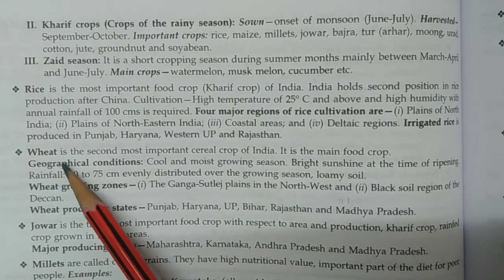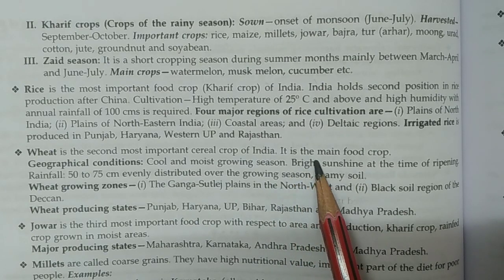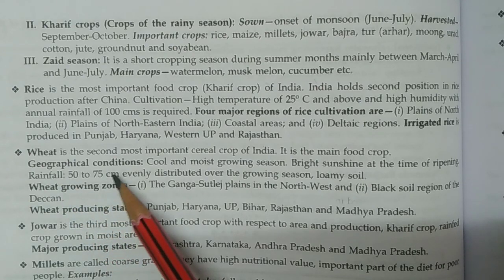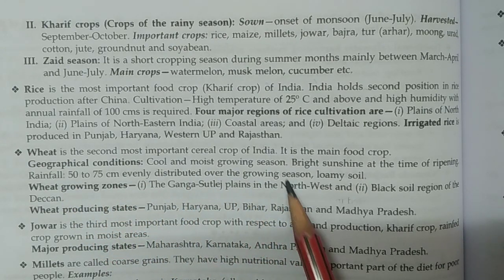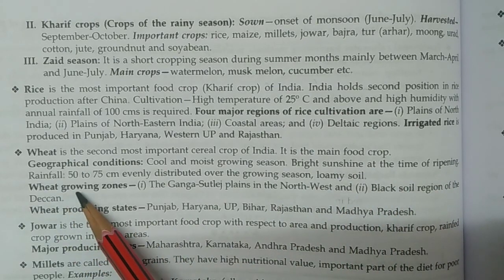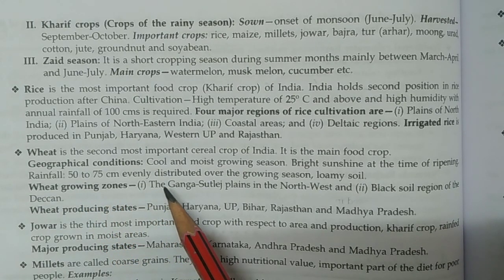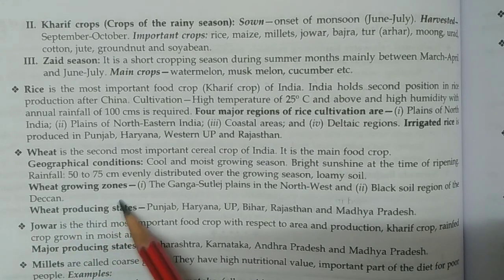Next, wheat. Wheat is the second most important cereal crop of India. It is the main food crop. Next, geographical conditions: cool and moist growing season, bright sunshine at the time of ripening, rainfall between 50 to 75 centimeters, evenly distributed over the growing season. It needs loamy soil.